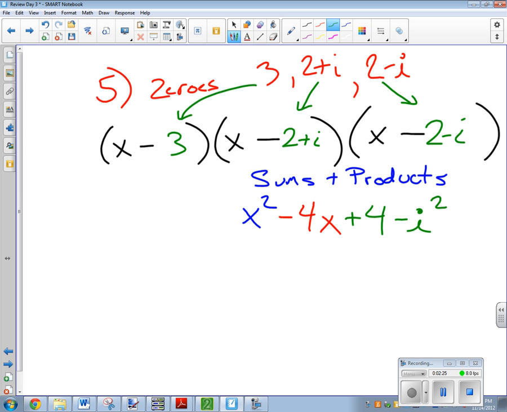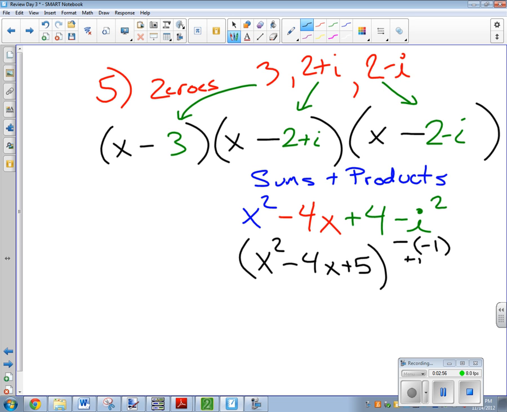So now I'm going to rewrite it. x squared minus 4x. I've got 4 and negative i squared. What does i squared actually mean for us? You're right, it's negative 1, so it's minus negative 1. So if it's minus negative 1, it's plus 1. So it's really going to be 4 plus 1. So it's plus 5. Does that make sense where I got that from?